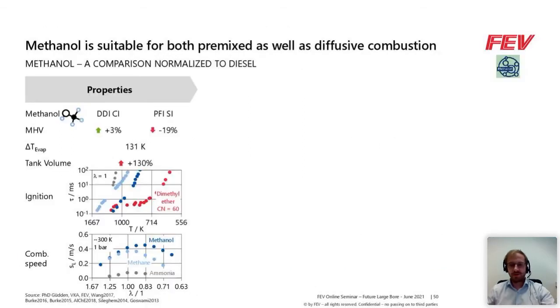Starting with methanol, we've seen in the matrix, we are going to focus both on the diffusive as well as the premixed combustion system. The diffusive one is the dual direct injection compression ignition or DDI-CI concept. And the premixed one in this case will be a port fuel injected spark ignited combustion system. Starting with the mixture heating value, the values here are compared to diesel. We can see with the diffusive methanol combustion system, we have a slight increase in the mixture heating value, while for the premix concept, we have a reduction by about 19% compared to a direct injection diesel.